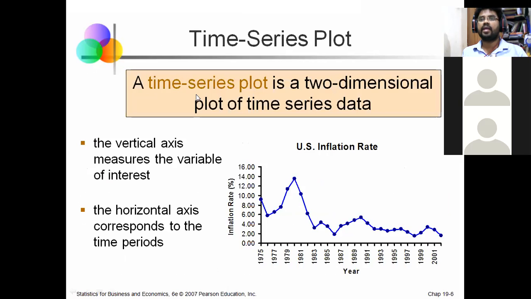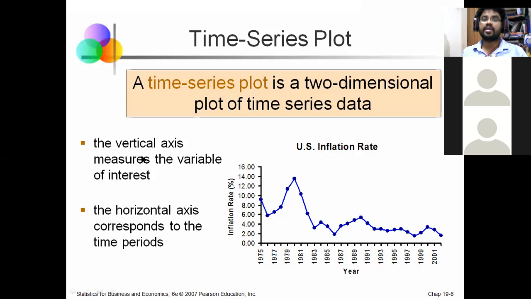For example, if you take this, this is a time series plot. A time series plot is a two-dimensional plot of time series data. For example, if you take the US inflation rate from 1975 to 2001, year-wise, see, the vertical axis measures the variable of interest, and the horizontal axis corresponds to the time period.